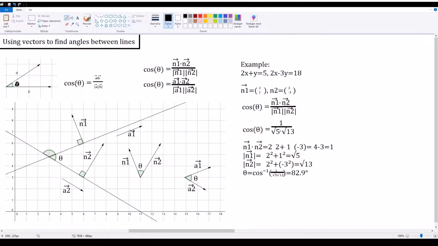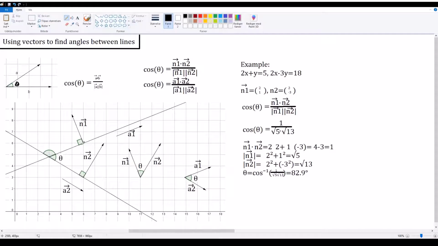Next, we have using vectors to find angles between lines. We can use this formula to find out what the angle between two vectors is. Its cosine of an arbitrary angle equals vector A times vector B divided by the length of vector A times the length of vector B.